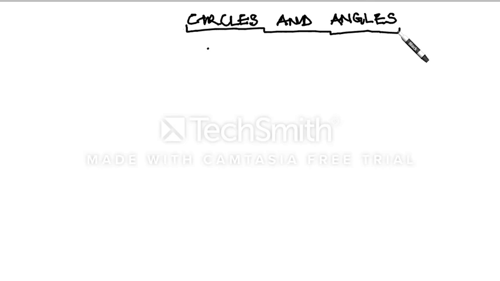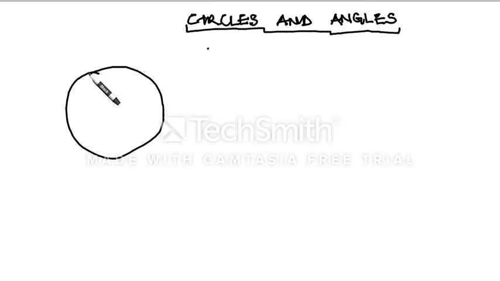This is a circle. Now, where the marker was moving is called the circumference of the circle. If there's a point here as the center, and I draw a line from the center to any point on the circumference, that is called a radius.